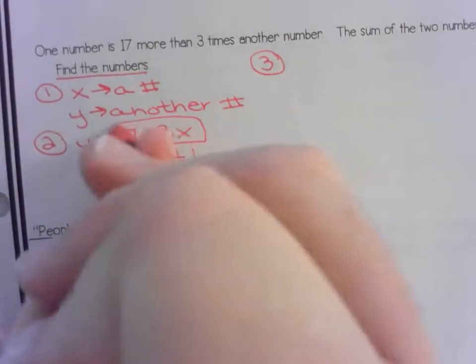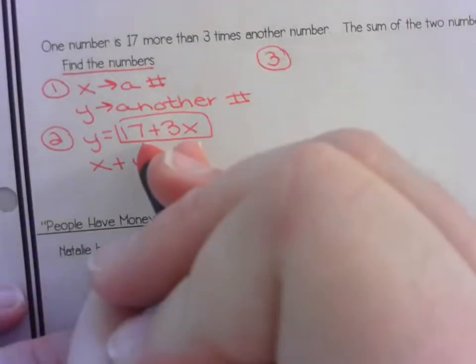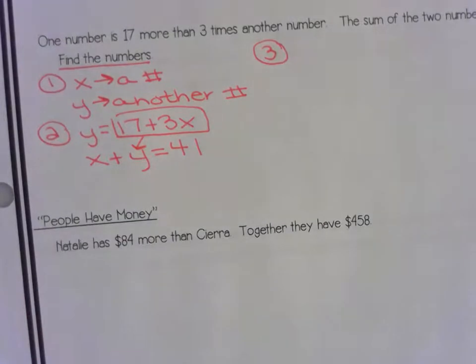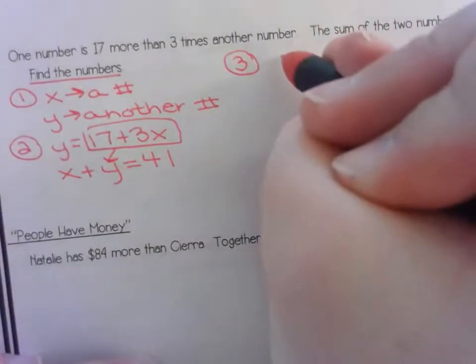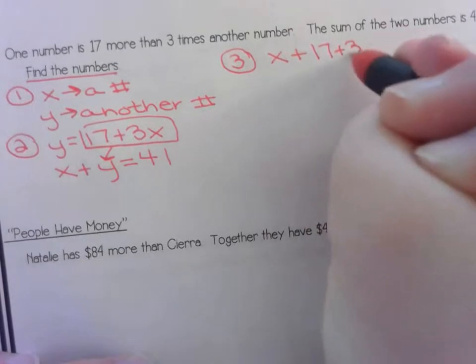So that tells me I can take 17 plus 3x and plug it in where? To y in the other equation. Substitution is the easiest because we already have an equation that is y equals. So I can take 17 plus 3x and plug it into y in the other equation. My bottom equation will now look like what? That would be x plus 17 plus 3x.